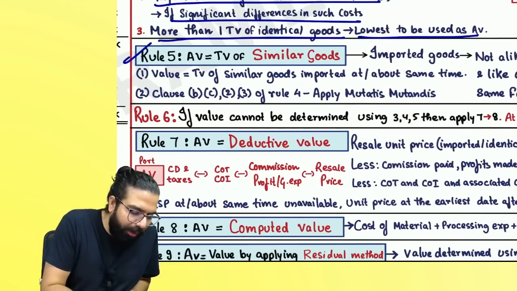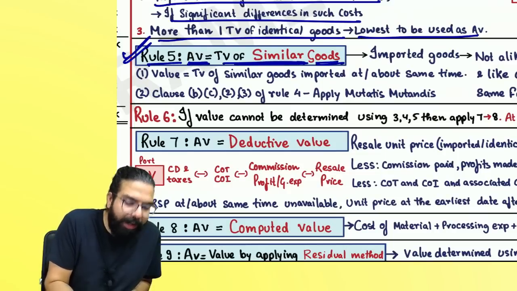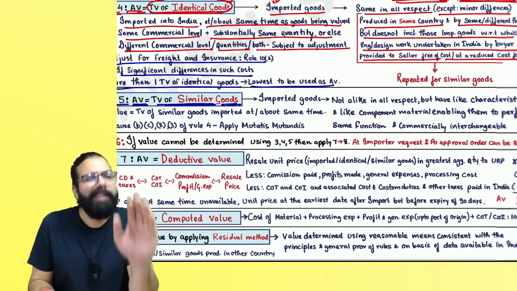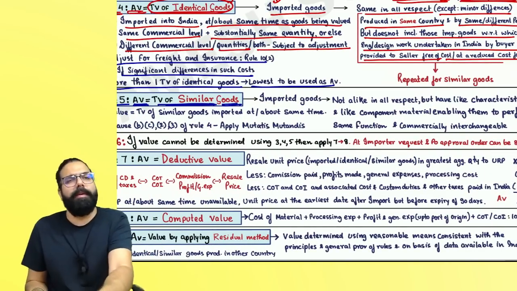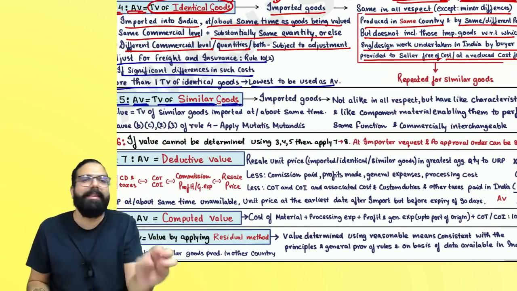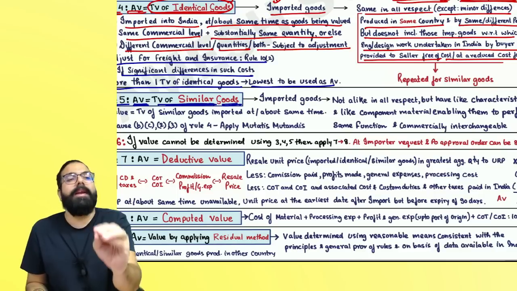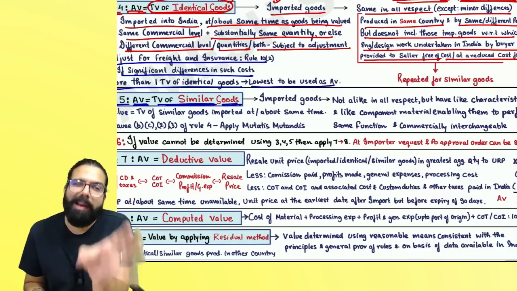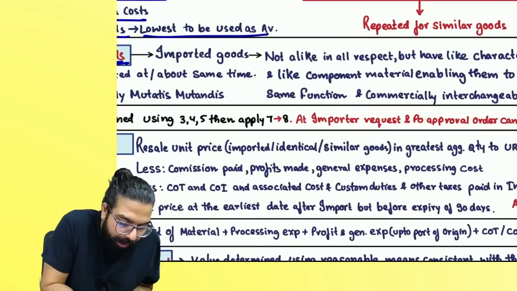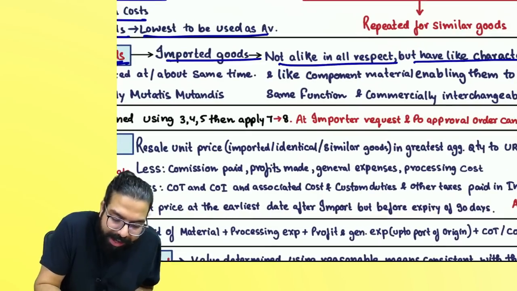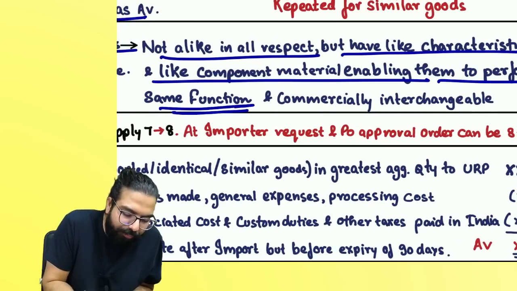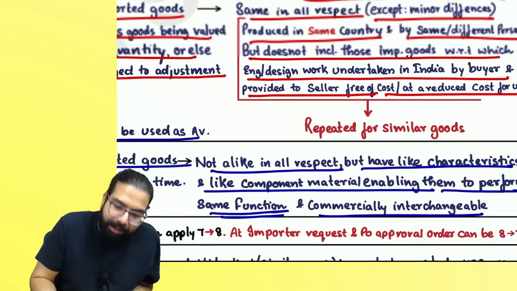Sir, the second one over here is rule number 5. Rule number 5 says the assessable value is the transaction value of similar goods. What do you mean by similar goods? Exactly the same as identical goods, only similar means they are commercially interchangeable. Identical goods means exactly the same, with only minor differences. But similar goods means not exactly the same, but with similar characteristics. It says imported goods not alike in all respects but having like characteristics and like components, enabling them to perform the same function and be commercially interchangeable.